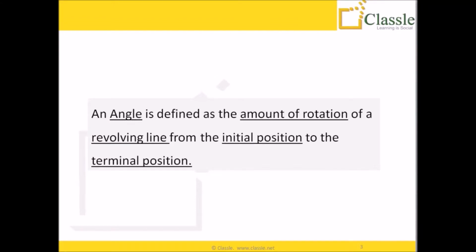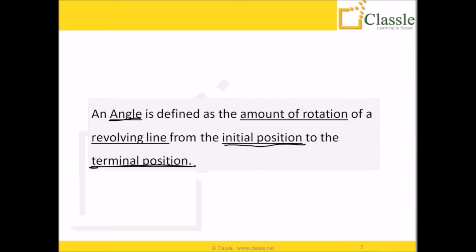Let us look at the definition of an angle. So here is a definition. An angle is defined as the amount of rotation of a revolving line. So there is a line and that is revolving from the initial position to the terminal position. These are the keywords.